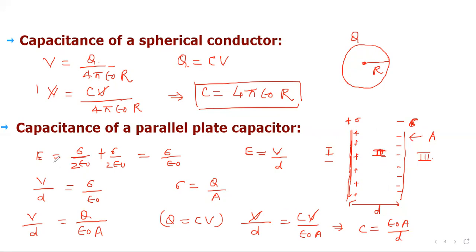So we have got E equal to sigma upon 2 epsilon naught plus sigma upon 2 epsilon naught, that is sigma upon epsilon naught, and we know the relation E equals V upon D. So we write in place of E as V upon D, which will be equal to sigma upon epsilon naught, and sigma is the surface charge density, which is charge divided by area. So we write this value here. It will be V upon D equal to Q upon epsilon naught A, but Q equals CV. So we put this value, and hence we have found C equal to epsilon naught A upon D.